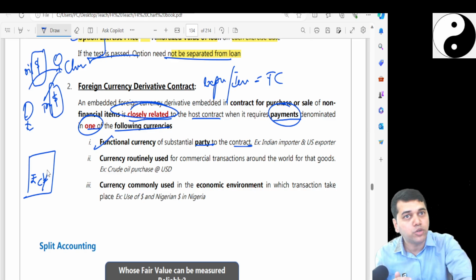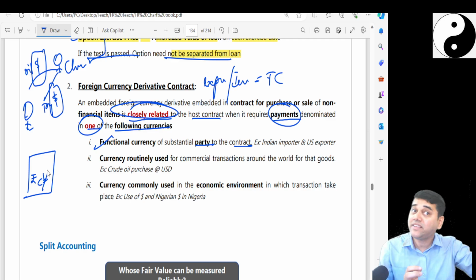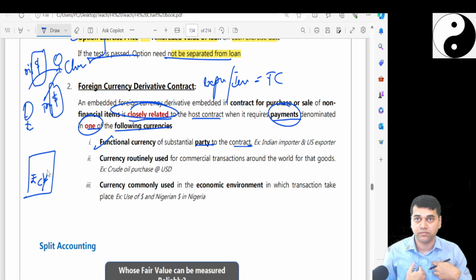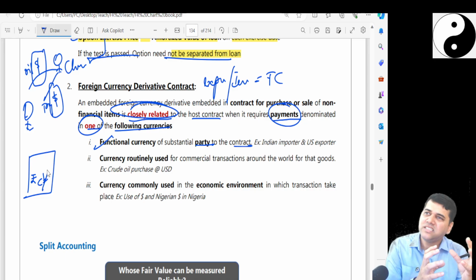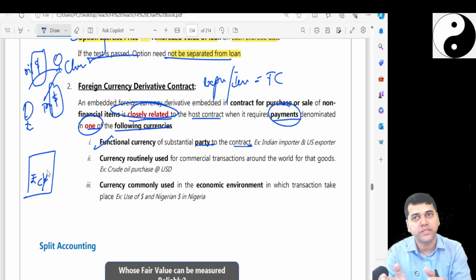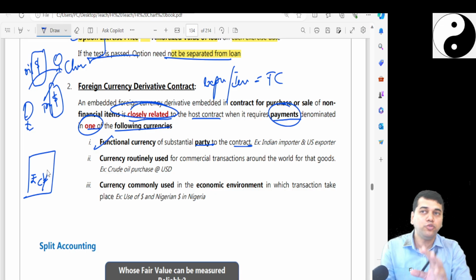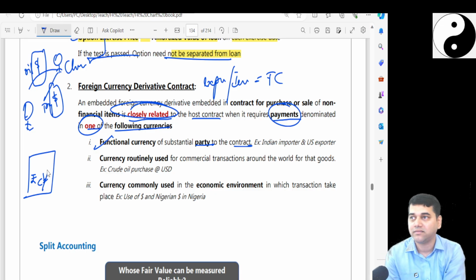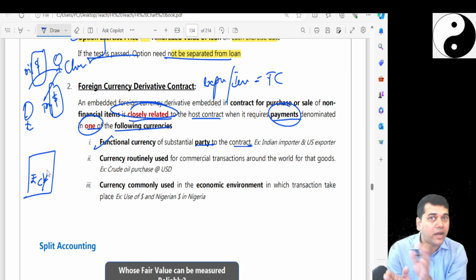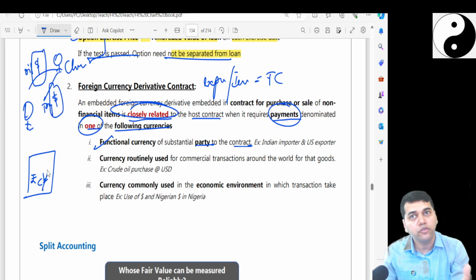Even though you may enter into a Chinese yuan, which is a derivative for you, an Indian person, Chinese yuan makes sense. When you import from China, Chinese yuan makes sense. So you don't have anything to hide there. Are you clear? You are not trying to hide anything or speculate there, because that guy demanded, you paid it.